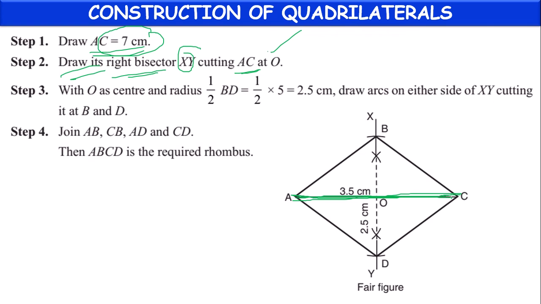For this AC, we have to draw the perpendicular bisector XY, so that it cuts AC at O, which we have learnt already. How to draw a perpendicular bisector, we have learnt already in parallelogram. Same concept you can apply here. This XY is the perpendicular bisector. So, it intersects AC at O.